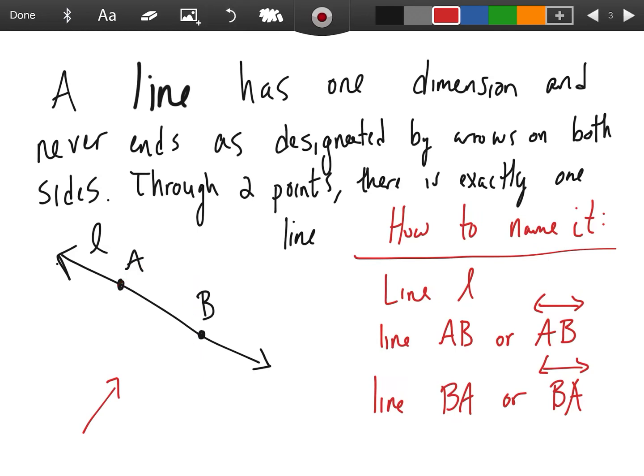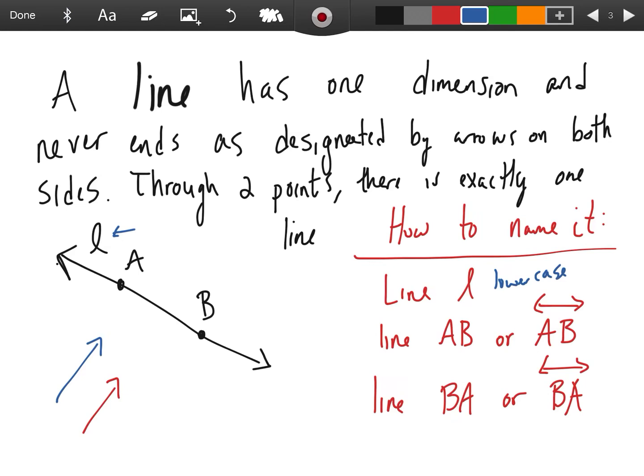All right, so we have a picture of a line down here. Again, this is probably what you want to copy down, is just this picture of the line. And then how are we going to name it? There's a few different ways. We can name it using a lowercase letter. Here I have a cursive L. Okay, so we have a lowercase letter.